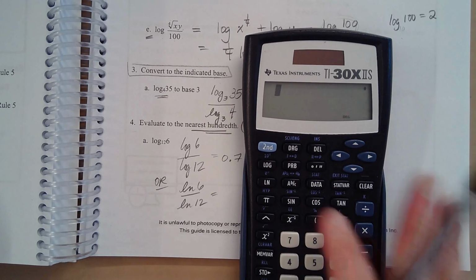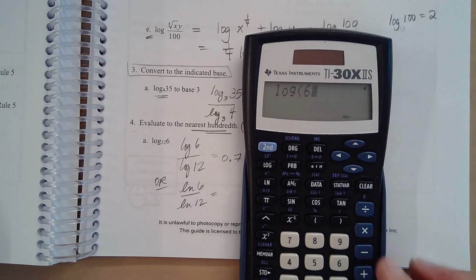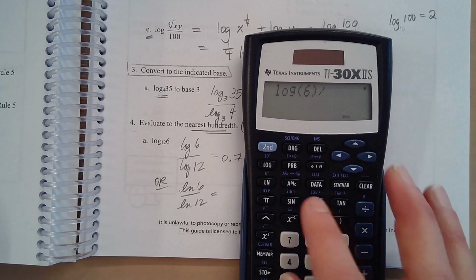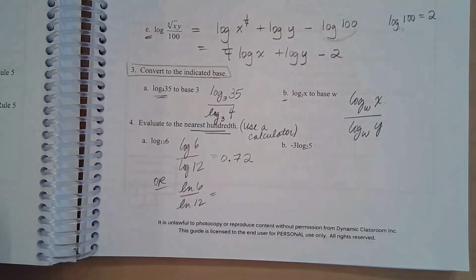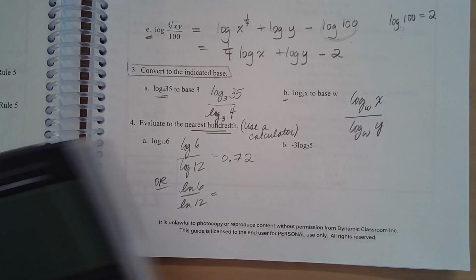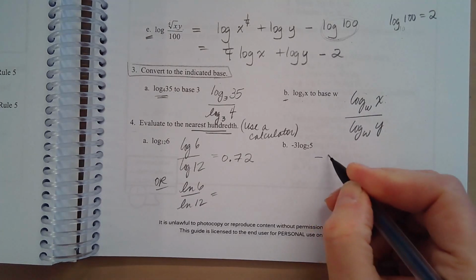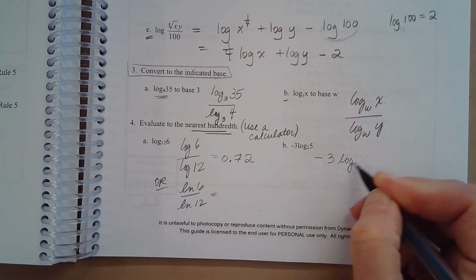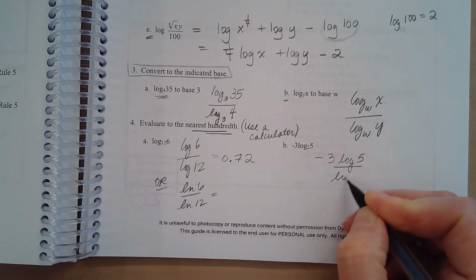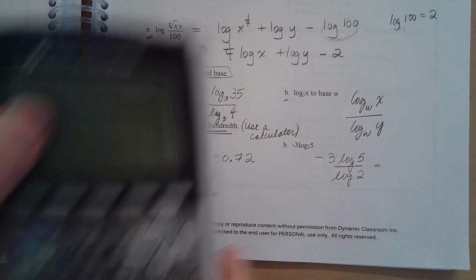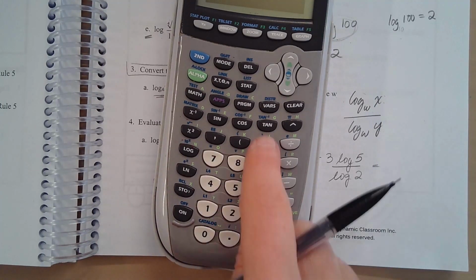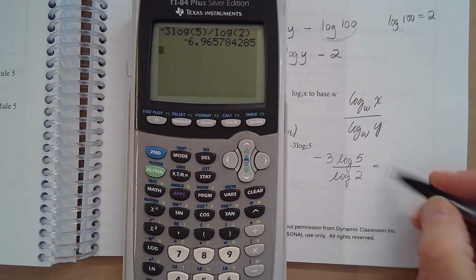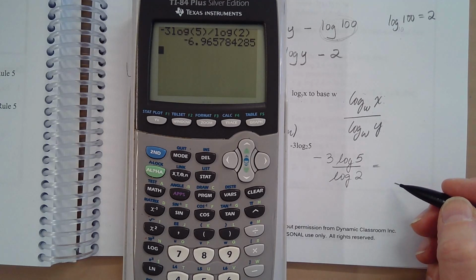Sorry, where are your logs again? Here, log 6, then you have to close that bracket off, divided by log 12. So pay attention to that, not every calculator puts the bracket up. Okay, so the next one should be if you just did log -3 log 5 divided by log 2, agreed? -3 log 5 divided by log 2, you should get -6.9 something, yeah?